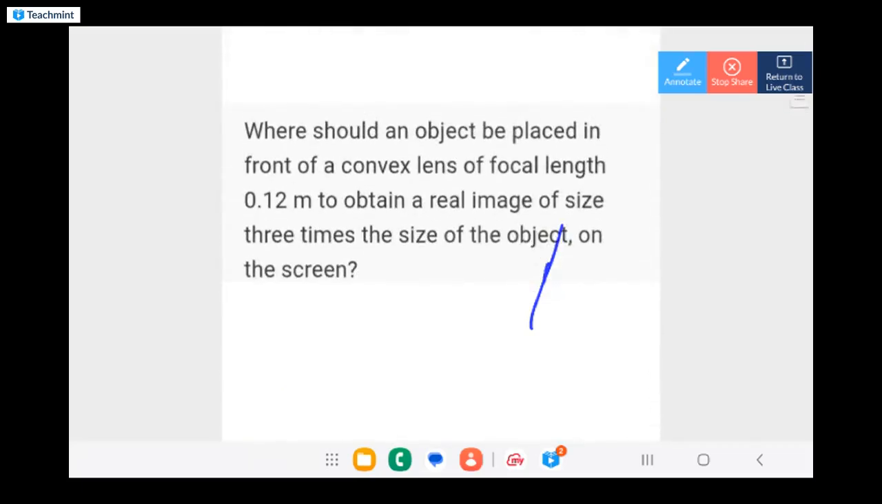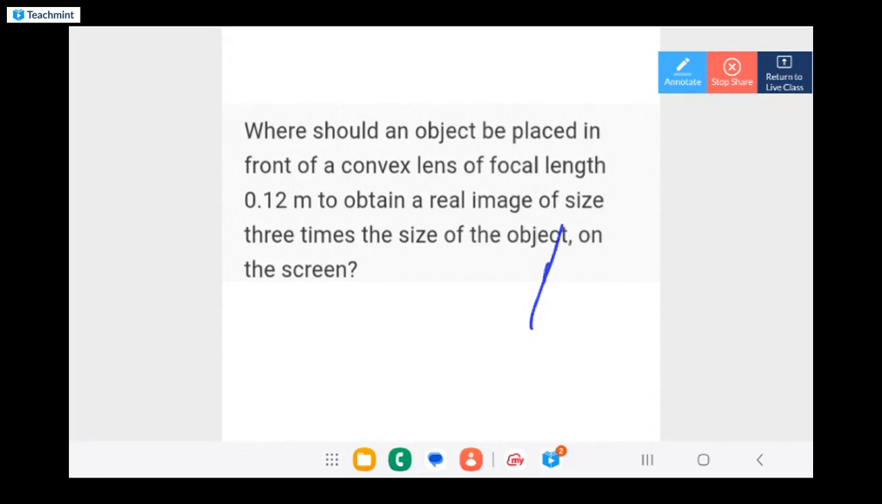Yes. Now the question is, where should an object be placed in front of a convex lens which has a focal length of 0.12 meter to obtain a real image of size 3 times the size of the object on the screen? Okay, so what are they asking us?